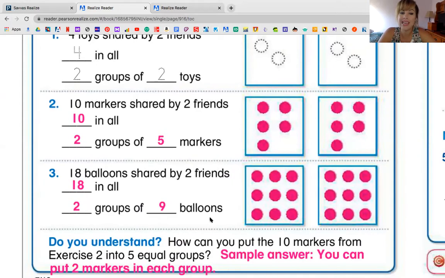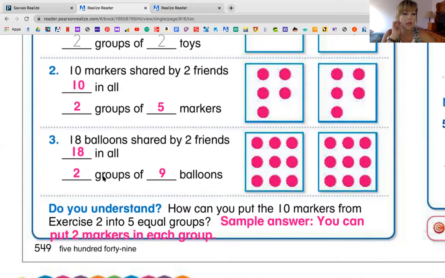Number 3 says that there's 18 balloons shared by 2 friends. There are 18 in all. So what they did was they did 1 for you, 1 for me, until they got rid of all 18. And what they ended up doing was they had 9 in one group, 9 in the other. So there are 2 groups of 9, and then your multiplication sentence would be 2 times 9 equals 18, okay? Do you understand?